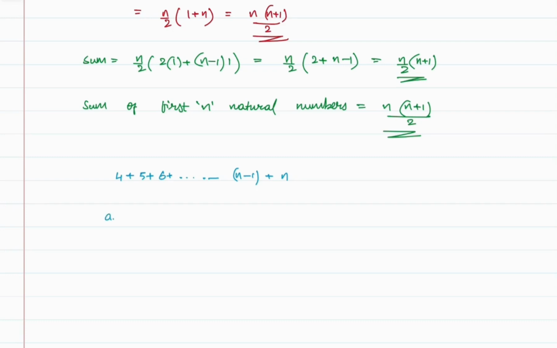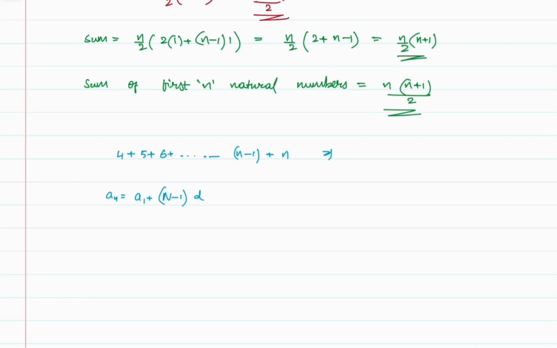So the nth term will be equal to a1 plus capital N minus 1 into common difference d, where capital N is the number of terms. When we are taking consecutive natural numbers, the common difference will be equal to 1. So when you substitute 1 in this, we have the nth term n equal to the first term 4 plus capital N minus 1 into 1. Then we have n minus 4 equal to capital N minus 1. Then we'll have capital N equal to n minus 3.